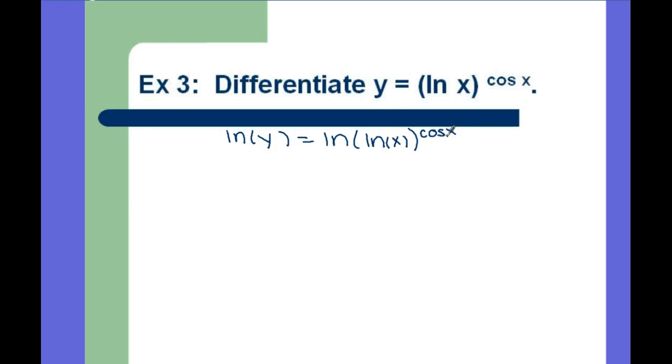Well, at least I chose not to have a pen. So now you can bring it down. Now you can have the x inside the... because I took the ln of it. Okay.